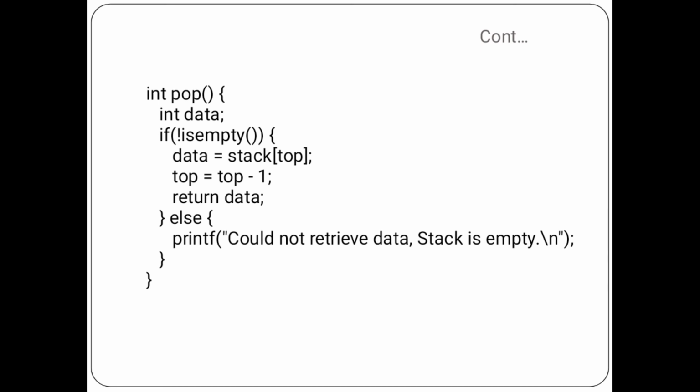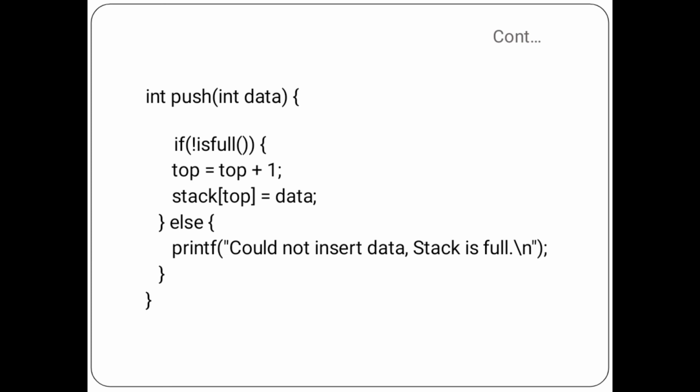Pop. We already explained the pop function here, int data. Here we are taking int data as empty. If the stack is not empty, we pop one element: data is equal to stack of top, and top is equal to top minus 1. So it automatically decrements when we are accessing the data, and returns data. If the stack is empty, it will show an error like could not retrieve data. Why? Because the stack is empty.